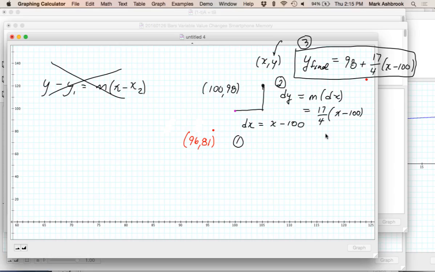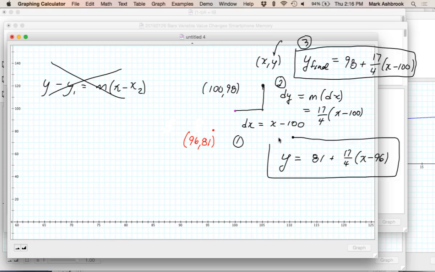Right, so if we work through it, we'd have y equals our initial point plus the change in temperature, which is still 17/4 times the change in x, x minus 26. Okay, so either of those would be okay. Why are either of those okay?